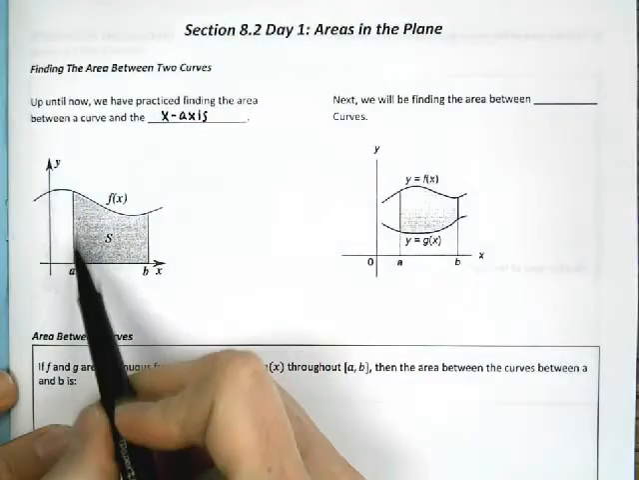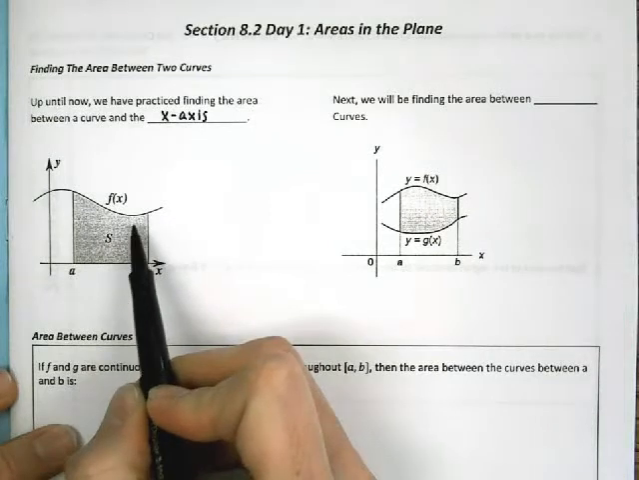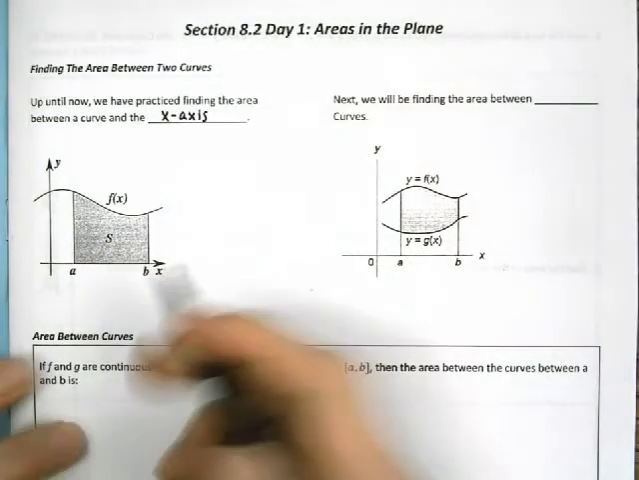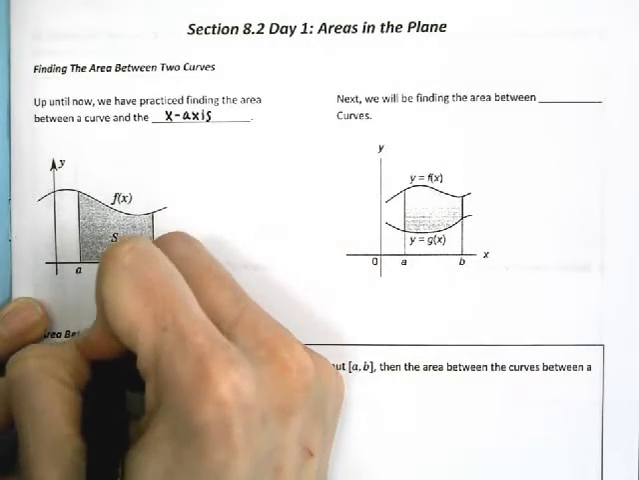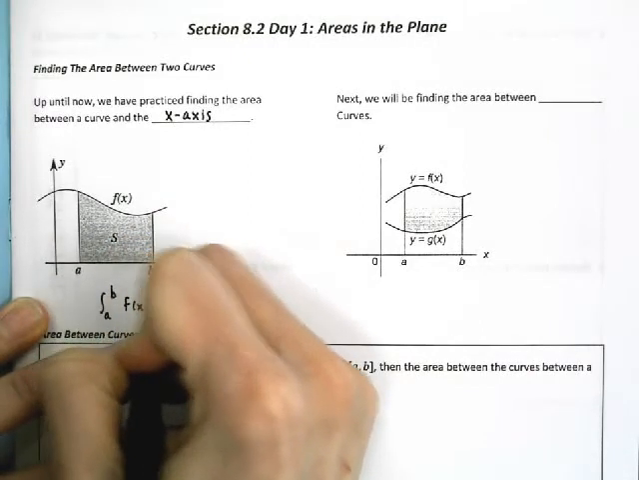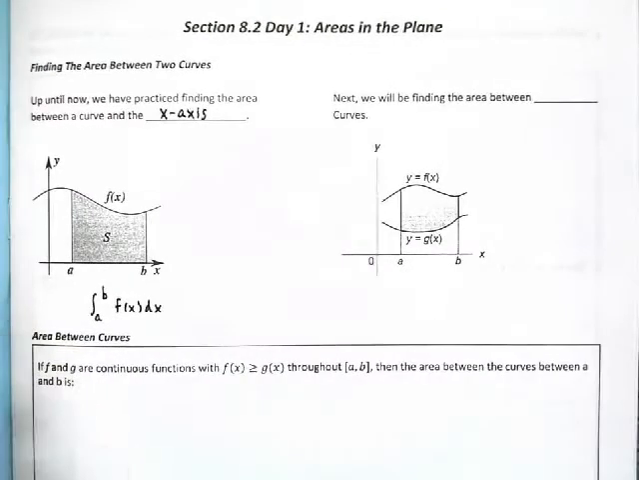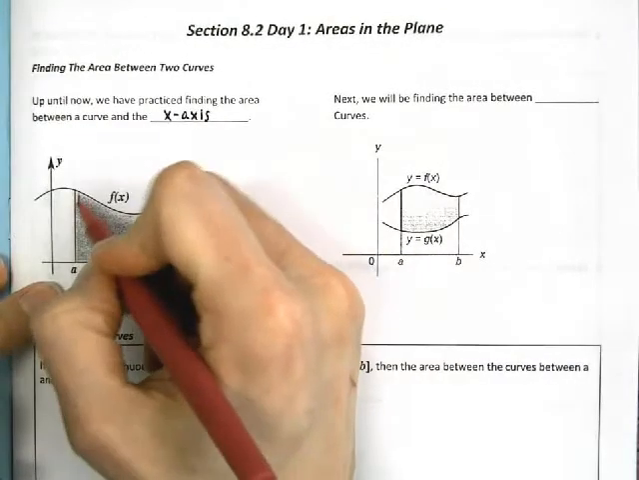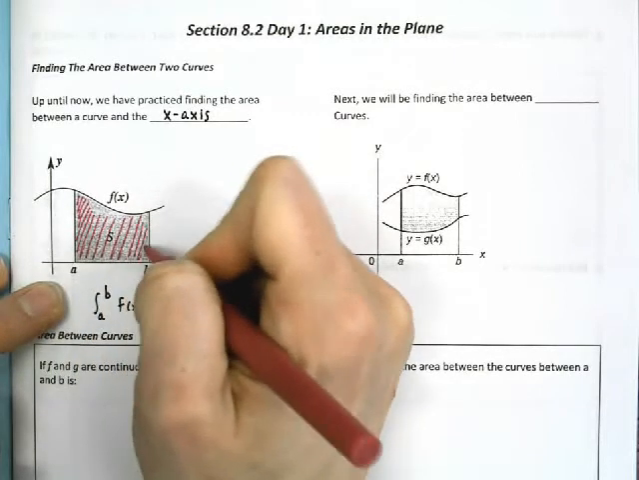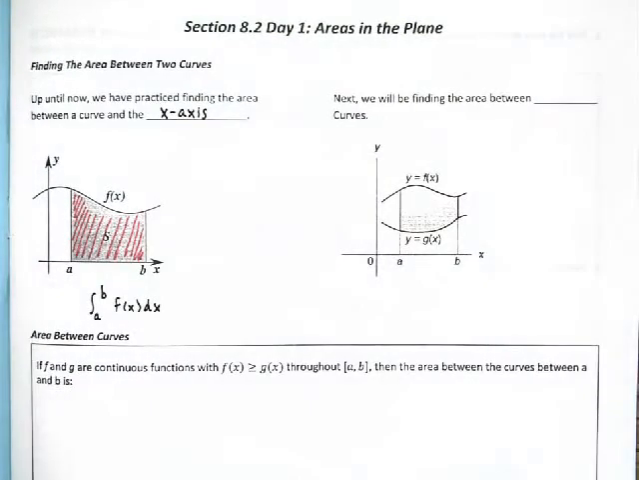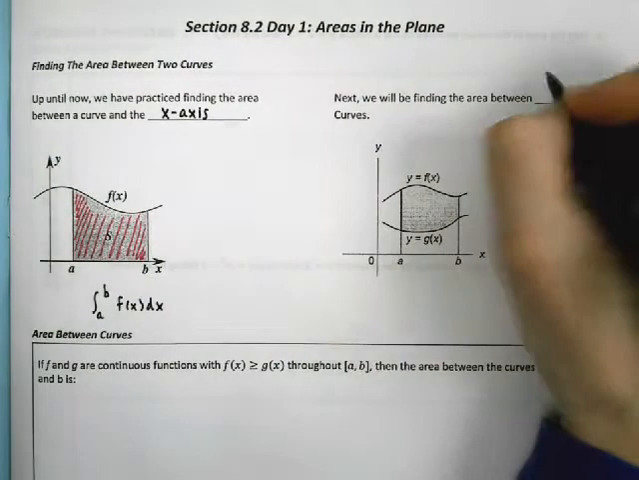We know that finding that is just integrating the function over the interval from a to b. So we already knew that this was going to be the integral from a to b of f of x dx. Right? And we know that gives us the area under this curve. What we're going to be learning now that's a bit new is we're going to be finding the area between two curves.